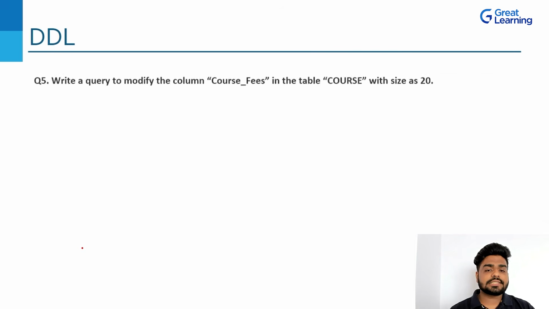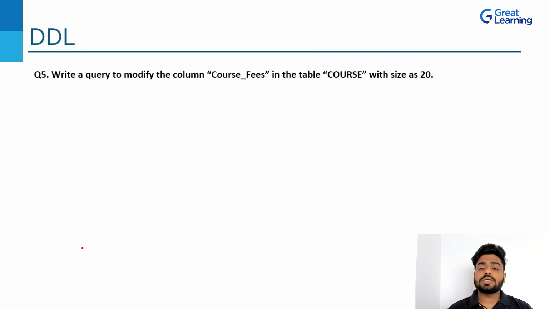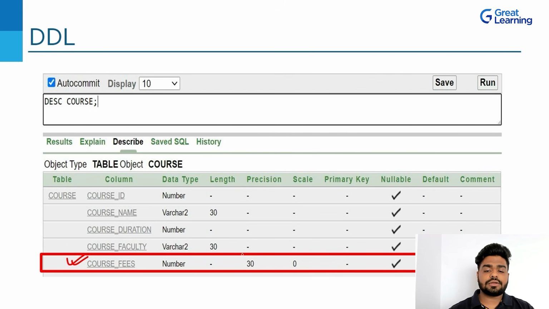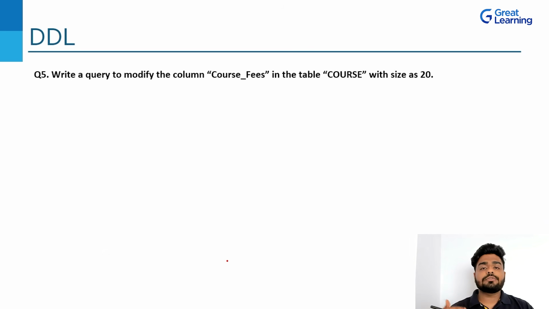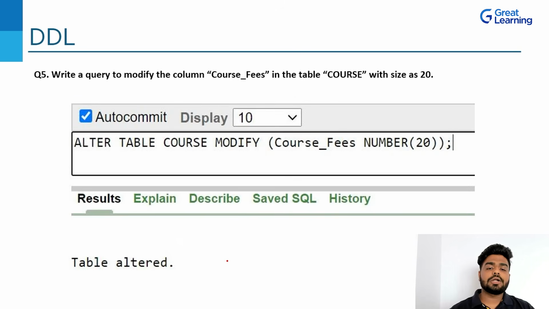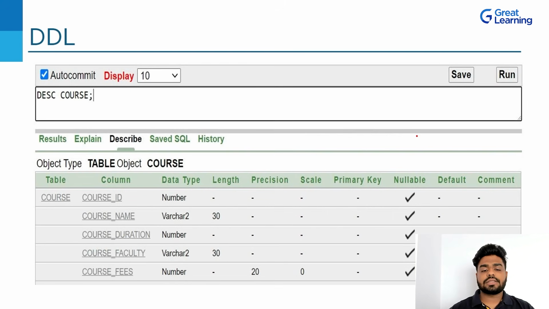Now let's see the next question. Write a query to modify the column course fees in the table course with size as 20. Now if you look here, the size is 30, right? This particular column is already there in the table, and now what I want to do is edit it. I want to alter something in this column. So I want to modify the column and write the precision to be 20, not 30. So ALTER TABLE course MODIFY course fees NUMBER(20). Instead of 30, I've written 20, and you can see that it is now changed to 20, right?